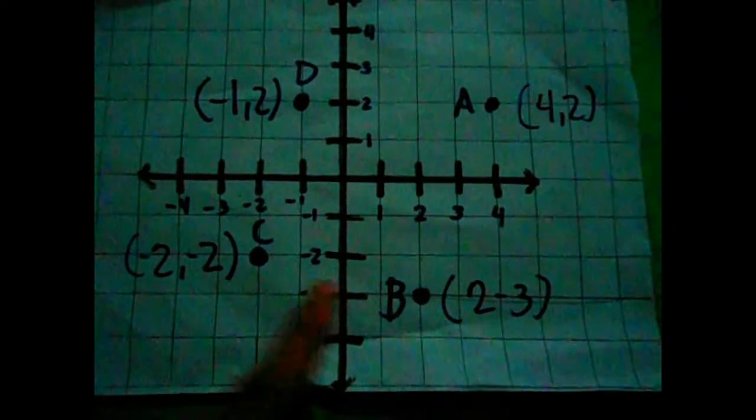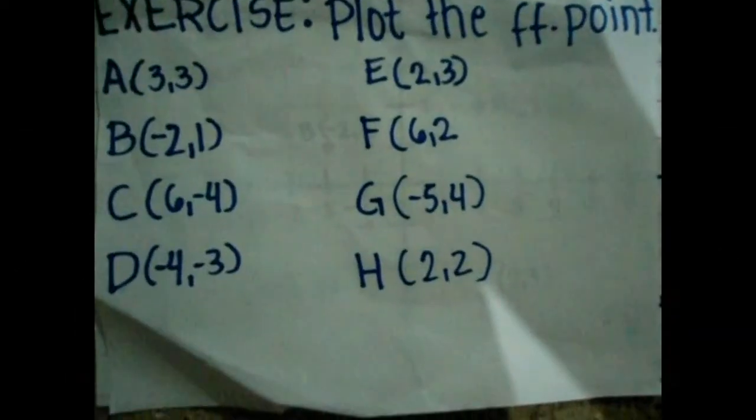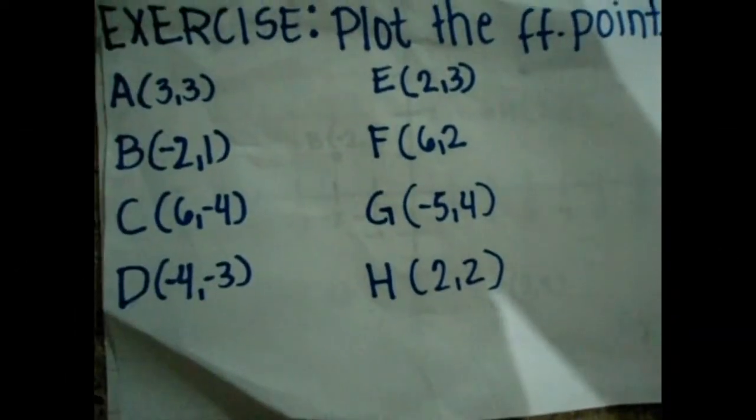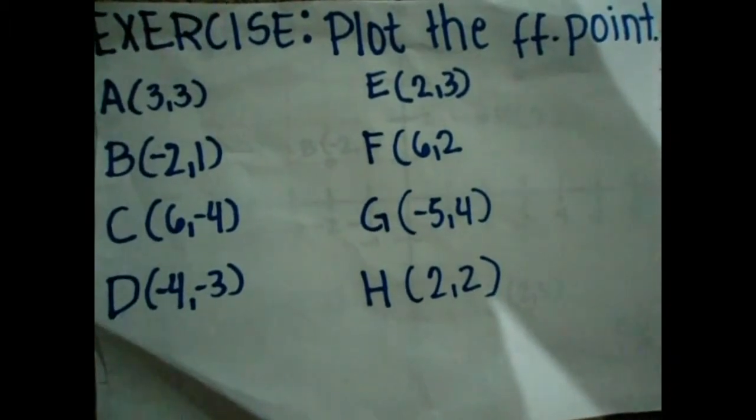So this will be the answer to the problem. This is point A, positive 4 and positive 2. This is point B, positive 2 and negative 3. This is negative 2 and negative 2 of point C, and this is point D of negative 1 and positive 2. If you understand how to plot, I will give you an exercise.